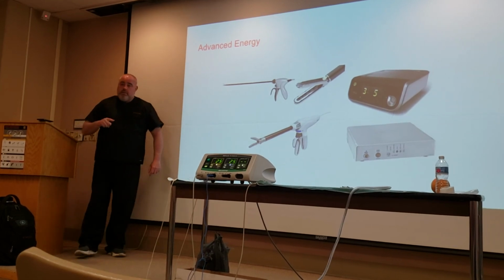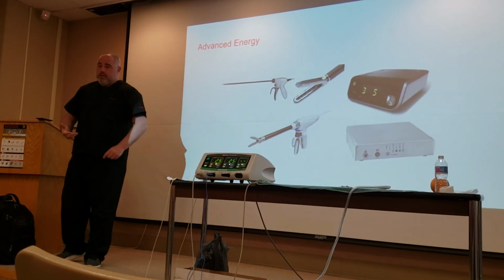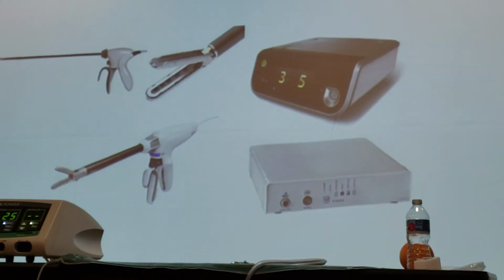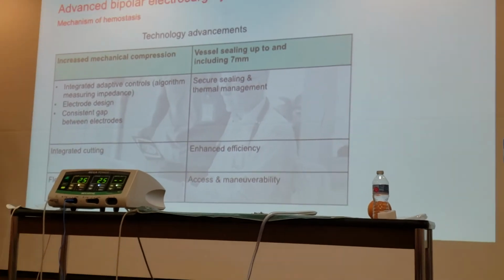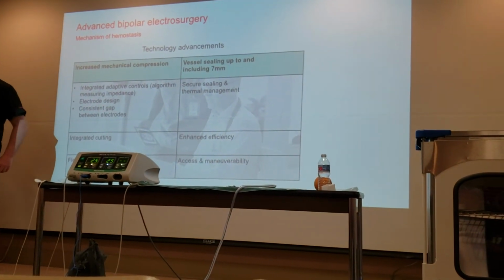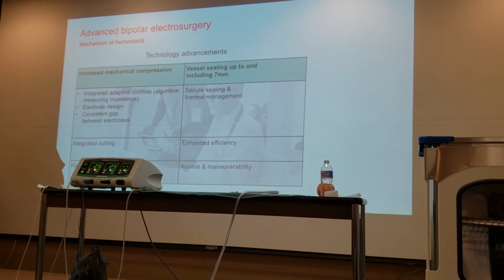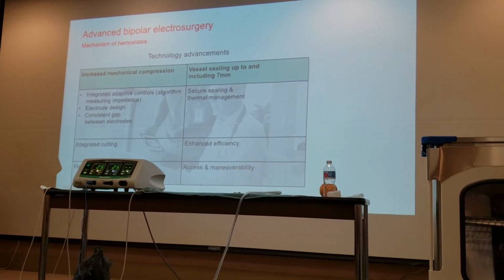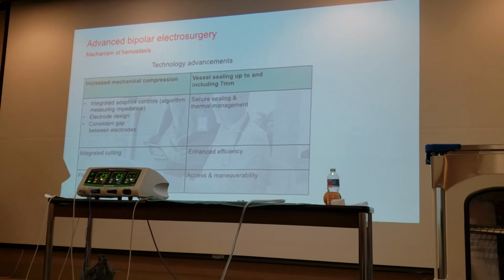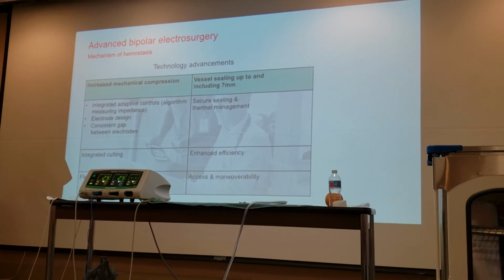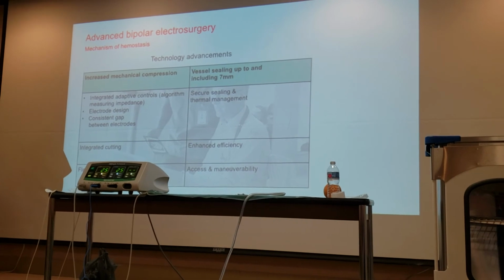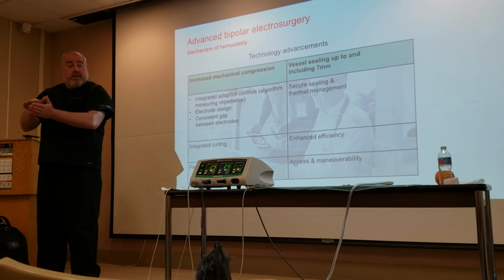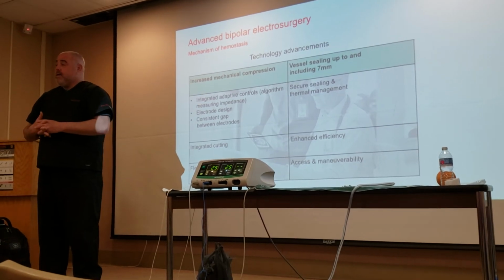So because of those drawbacks, you now have advanced energy devices, what we call advanced bipolar. Some of the things that advanced bipolar instruments do is they integrate adaptive controls. There are algorithms in your generator that essentially say, this is the resistance I'm measuring in the jaws as I deliver current. When I hit this benchmark, I'm going to provide audible feedback to the clinician and tell them I think this is sealed, and then they can take a next action.